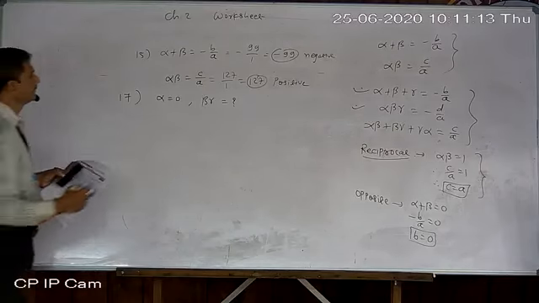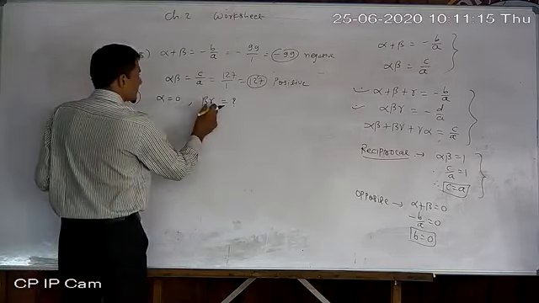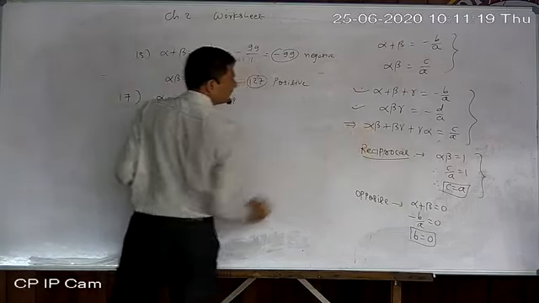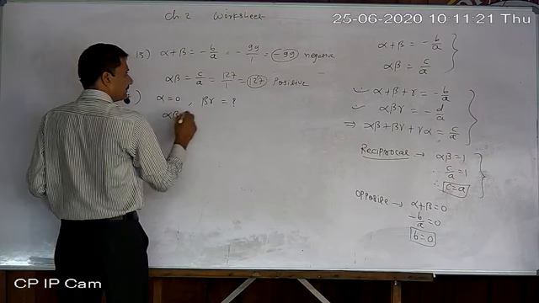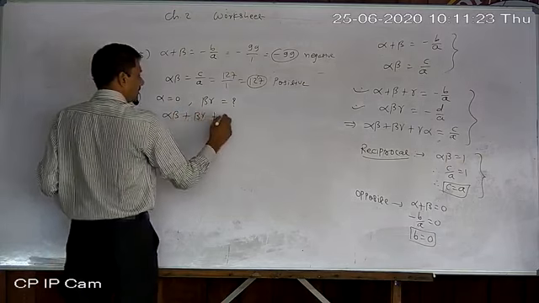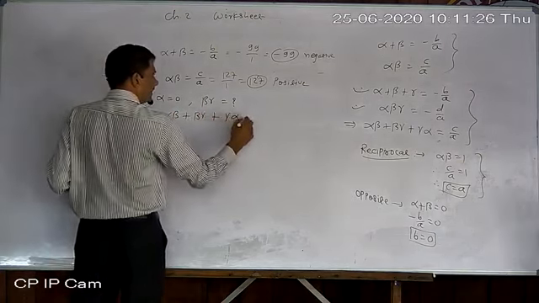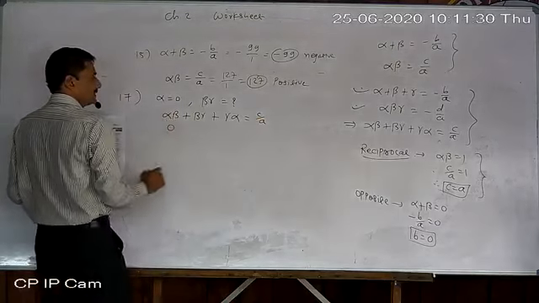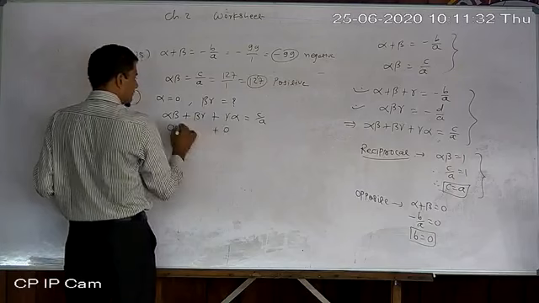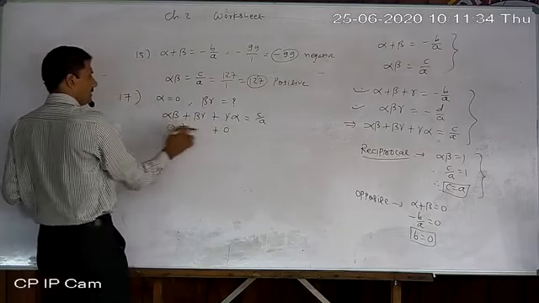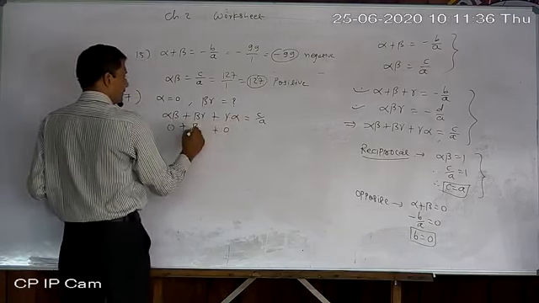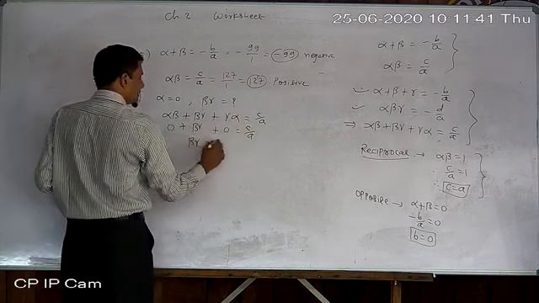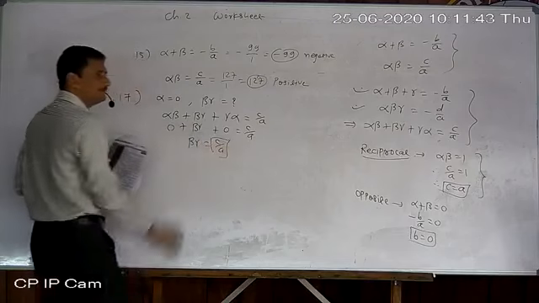Now they are asking about this. So you can use this formula: alpha beta plus beta gamma plus gamma alpha equals C upon A. Now if alpha is 0, then this is obviously 0, and this one is also 0, because 0 into anything is 0. Whatever is left, beta gamma equals C by A. So beta gamma is nothing but C by A. So that is our answer.